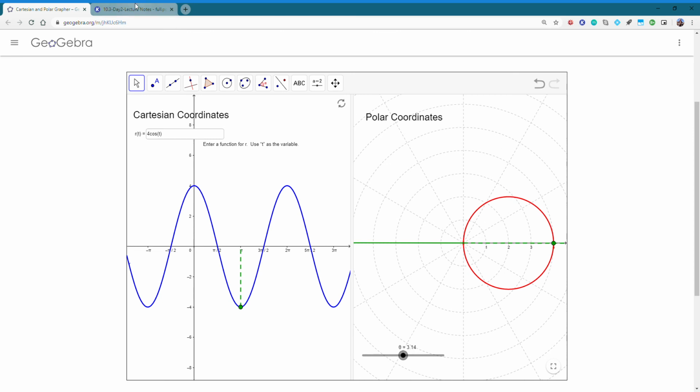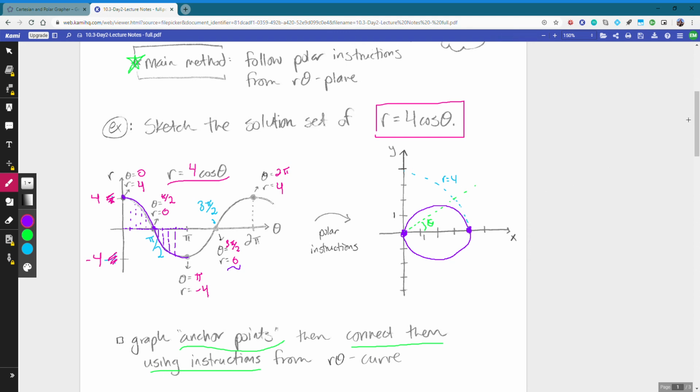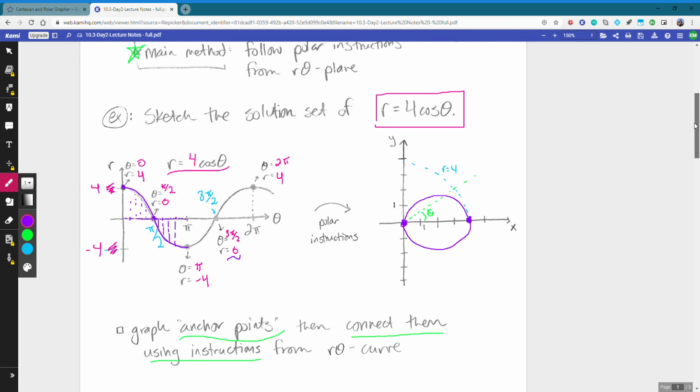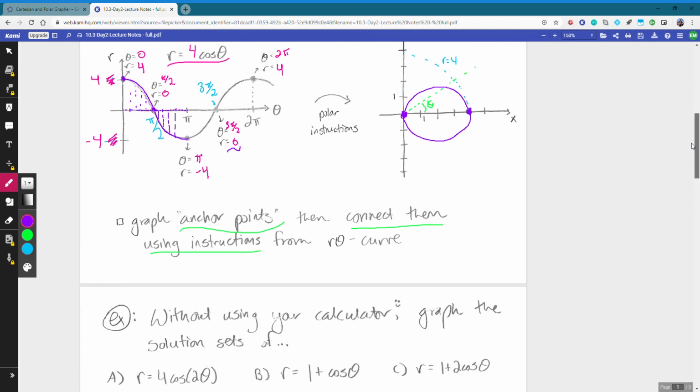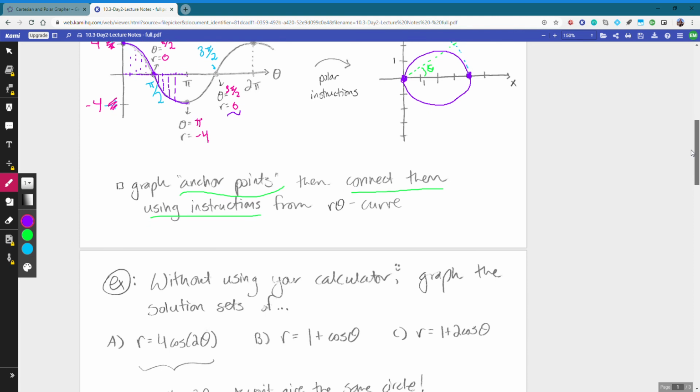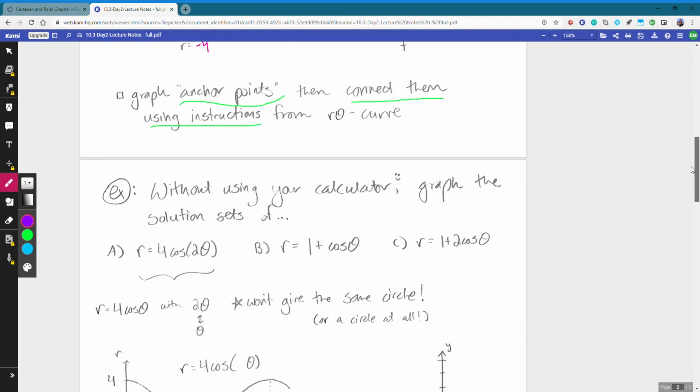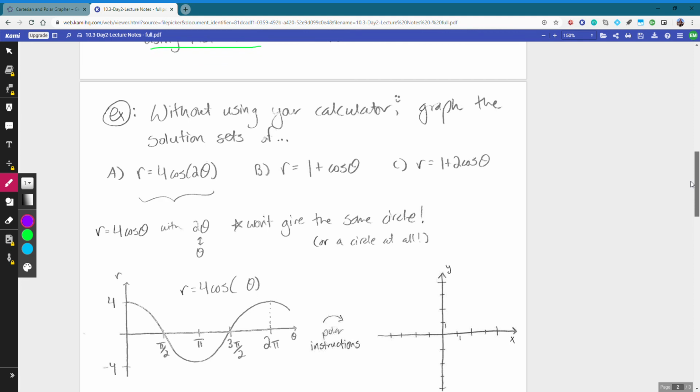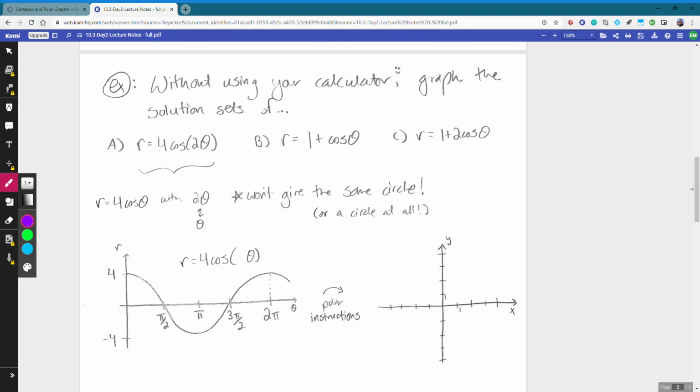Okay, well, the rest of the day today is just about putting these ideas to work. Getting a graph in the r-theta plane, getting some anchor points, and then reading the instructions from the curve to tell us how to connect the dots. Now, this is a great opportunity to practice trig without using our calculator. So let me encourage you to stash that away and just bust out your handy dandy unit circle if you need to think about trig functions.